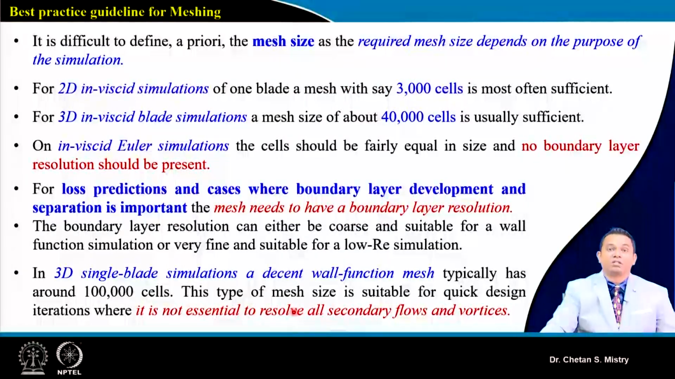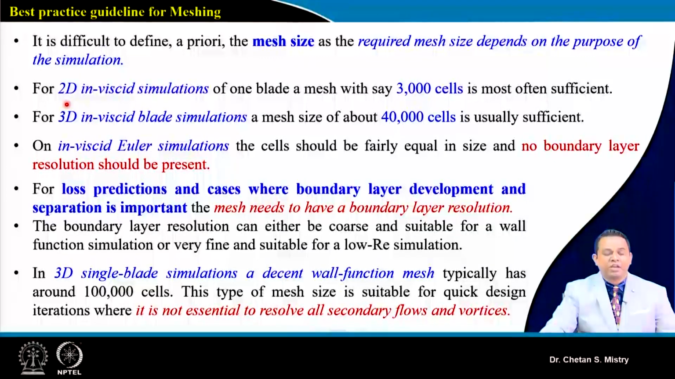Now there are certain thumb rules that people over the years have defined, and that is called best practice guidelines for meshing. Let's see what we realize from that. It is very difficult initially to decide what the size will be, because we need to understand the purpose of the simulation. As we said at the start, we must understand what exactly we want to analyze.